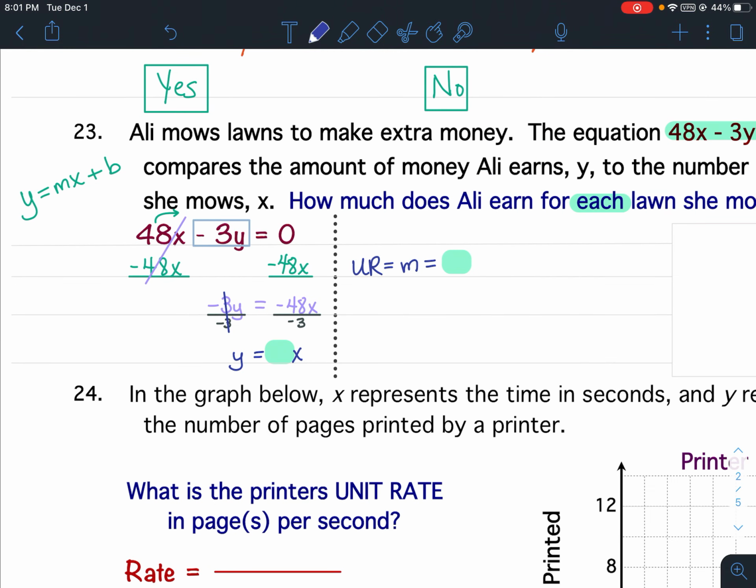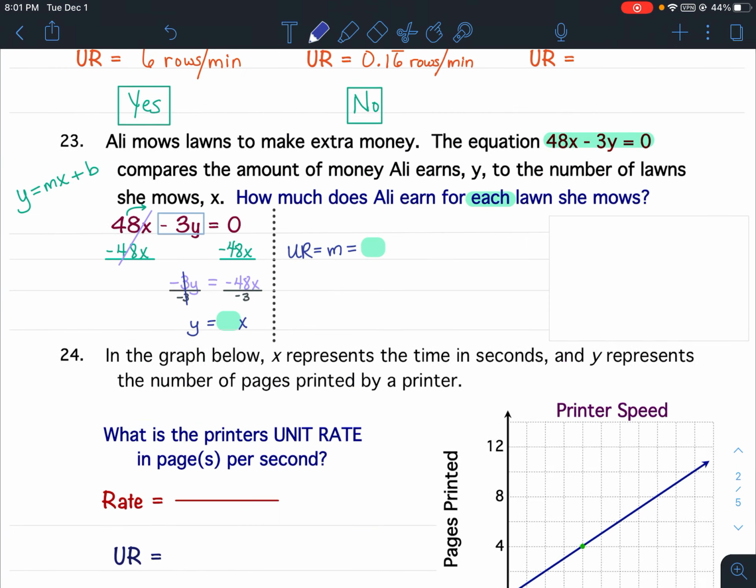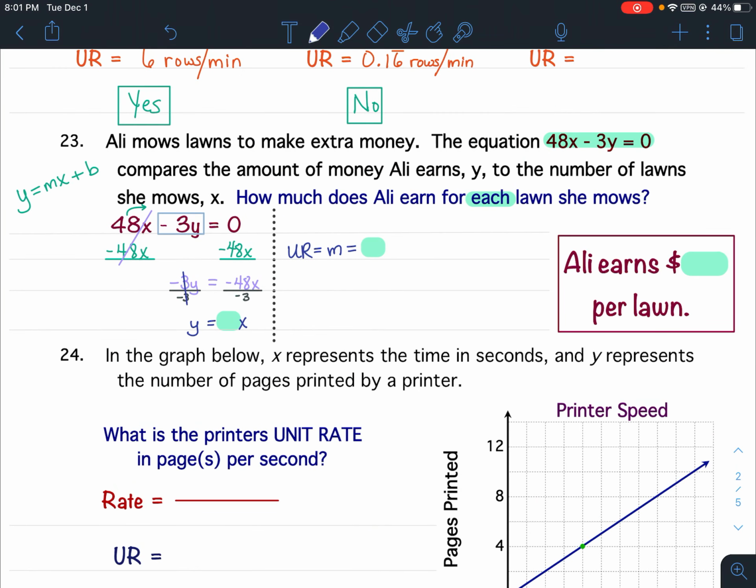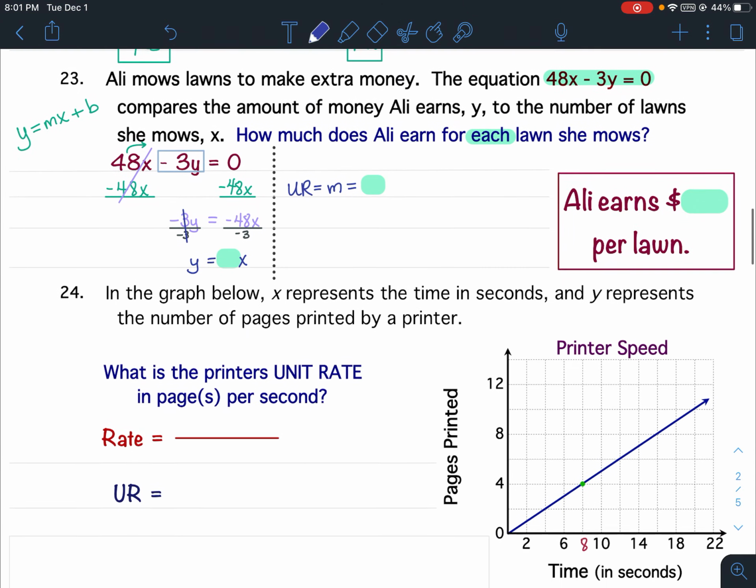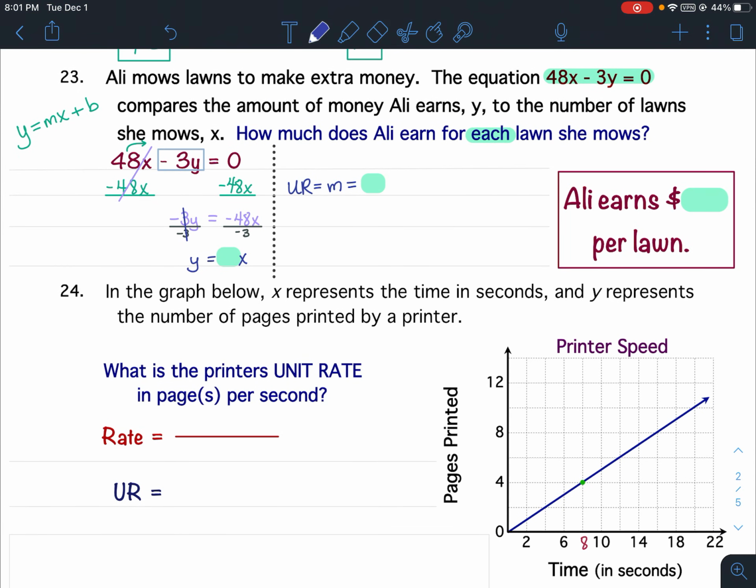Your unit rate is the same thing as your slope, which is the number in front of x. So divide to find that number. Then your final answer will be Allie earns, that number is going to be dollars, so that much money per lawn. Allie earns that amount of money per lawn. Pause your video, get all that written down. Now remember, you're dividing to find your answer. You can do that on your own.